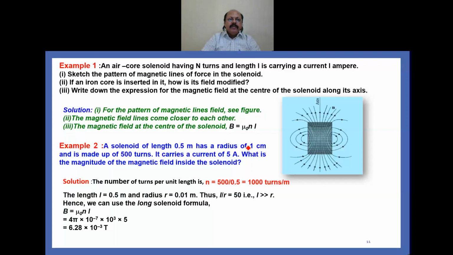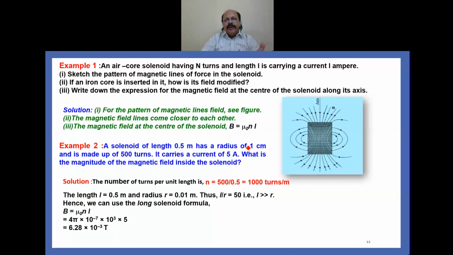Substitute the value. Mu naught is 4 pi into 10 to the power minus 7, n is 10 to the power 3, into current 5. Solve it: 6.28 into 10 to the power minus 3 Tesla. So this is the magnetic field inside the solenoid. Whatever you learn, you have to apply.